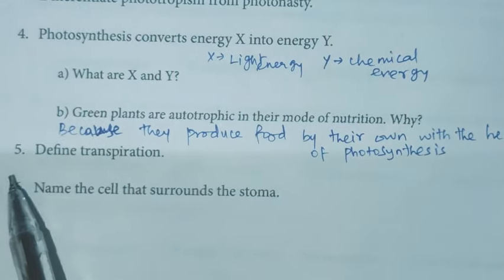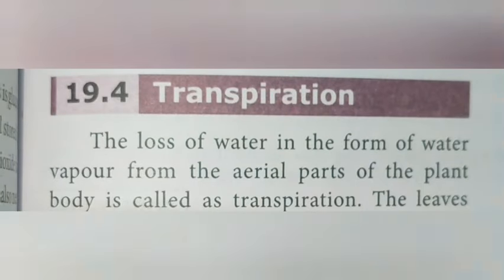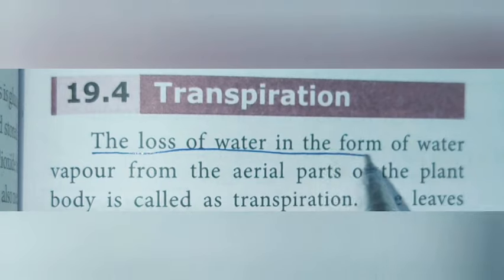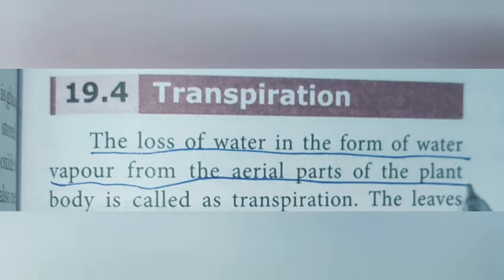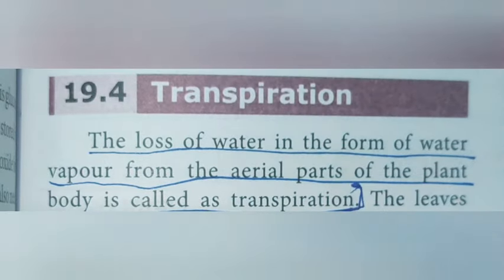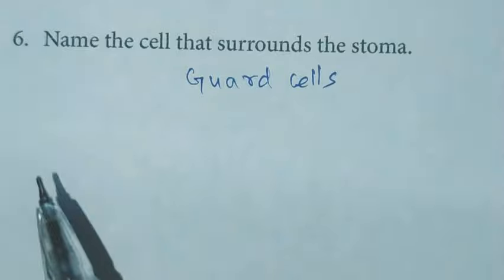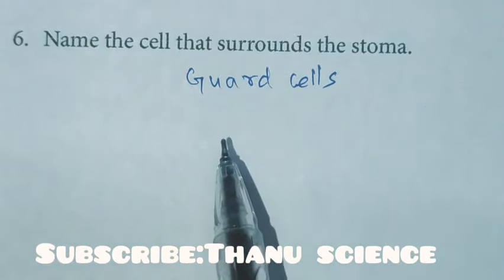Next, question number 5. Define transpiration. The loss of water in the form of water vapor from the aerial parts of the plant body is called as transpiration. Sixth one, name the cell that surrounds the stoma. Guard cells.